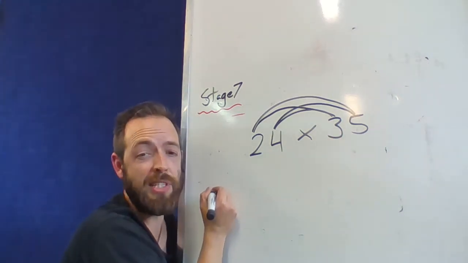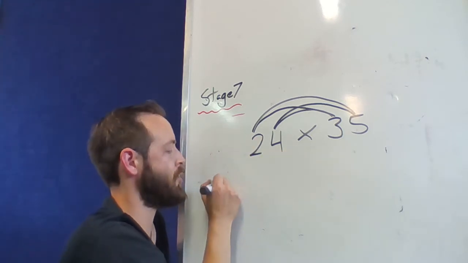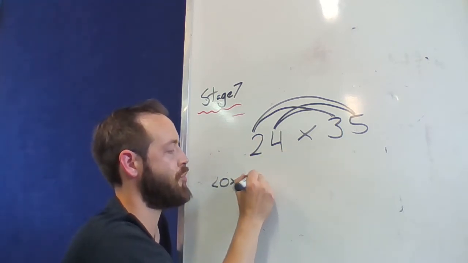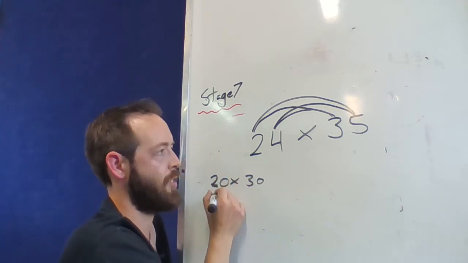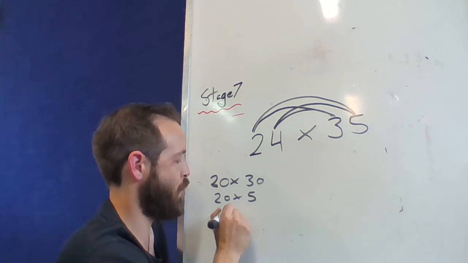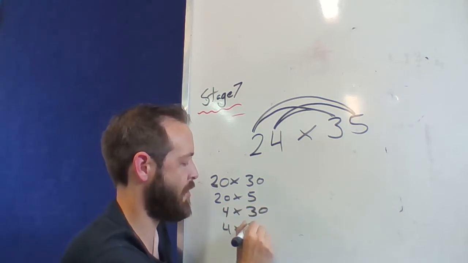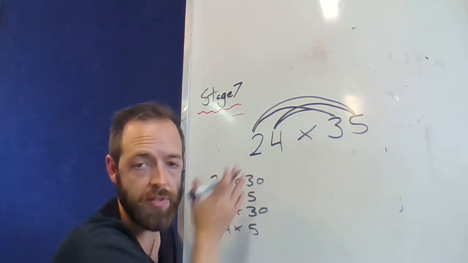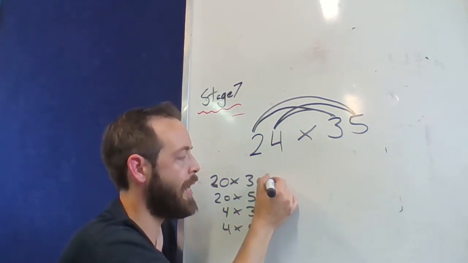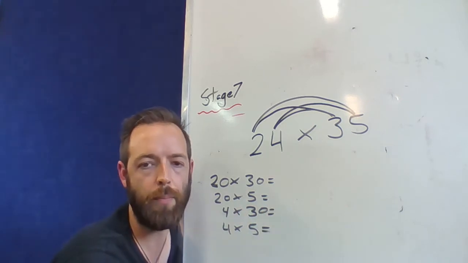To write it out as a series of equations, I'm going to start with the 20. So I had 20 times 30. I had 20 times 5. I have 4 times 30 and 4 times 5. I'd recommend writing it all out first if this is the way you do it. And that way you've got it there, and then you just go through and solve all 4 of them, and then you'll add them all together.